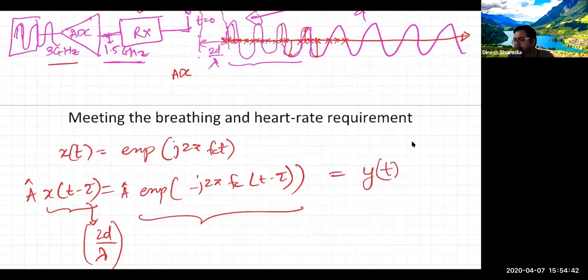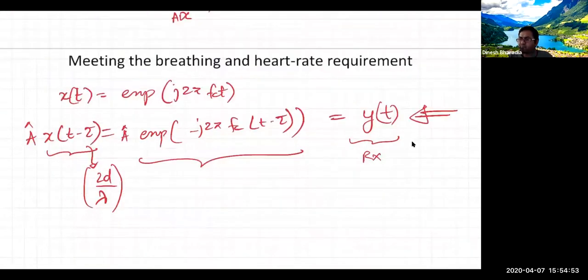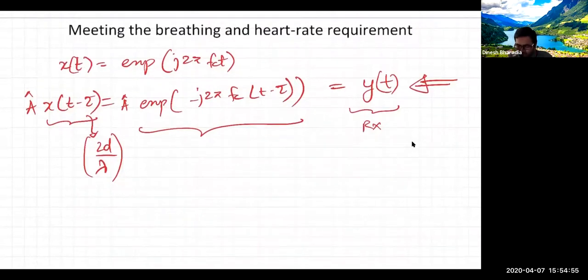Everyone with me on this so far? Confused with the notation? This is your received signal. Eric, following? Yes. Okay, fantastic.